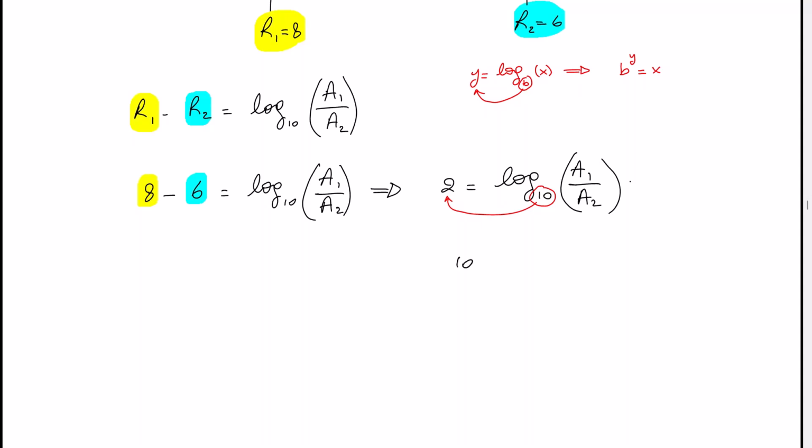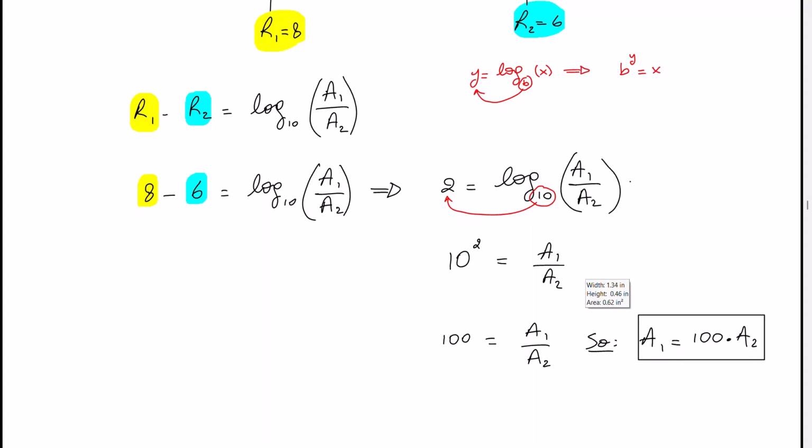So take the 10, put it under the 2. So 10 is the new base, 2 is the power now. No more log, and we just have A1 divided by A2 left over on the right-hand side. But 10 squared is really 100, and that's A1 divided by A2. So what I'm saying is that A1 is equal to 100 times A2. How do I get this last answer? How do I get that A1 is 100 times A2?